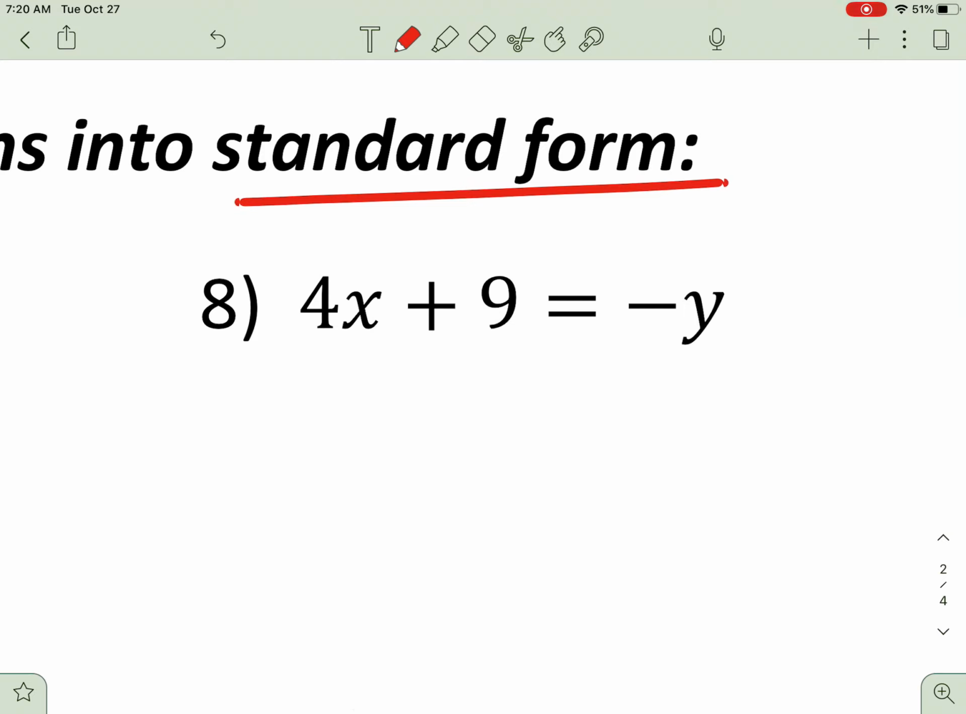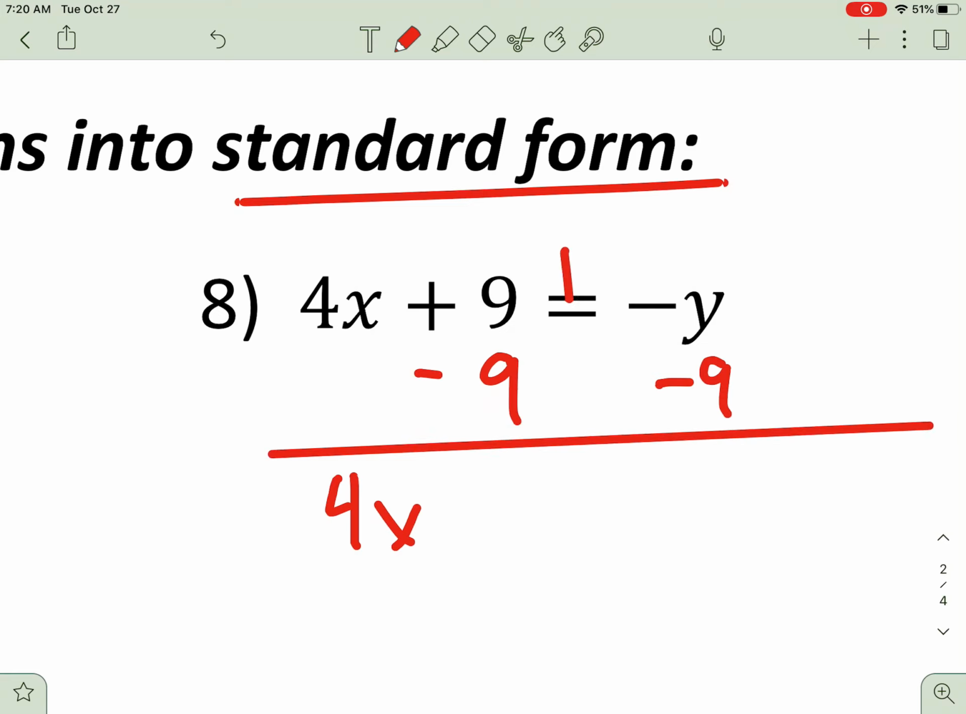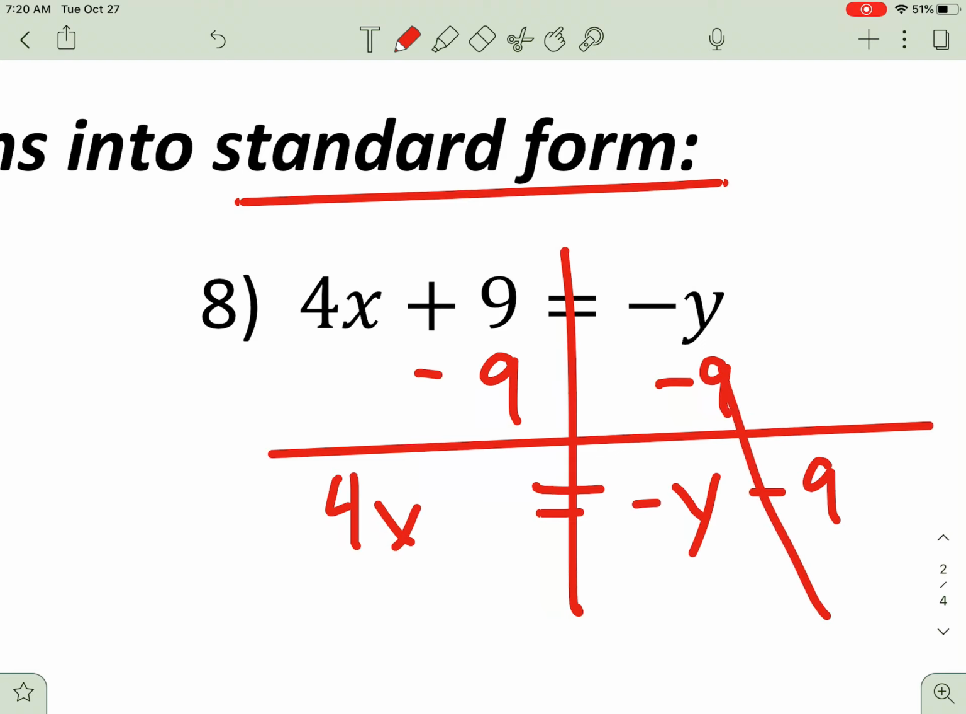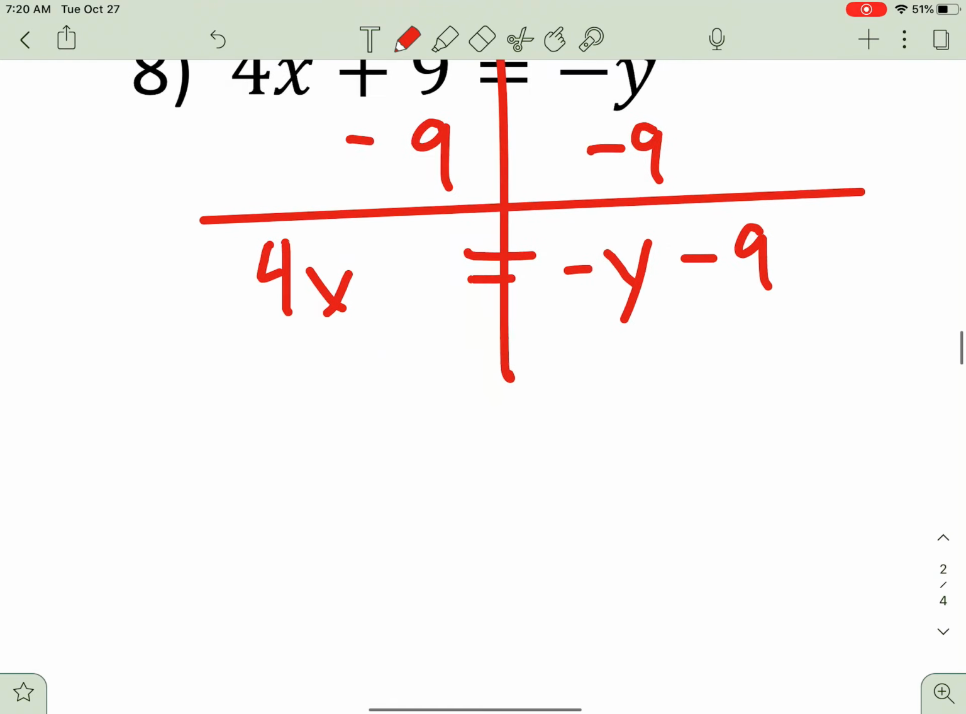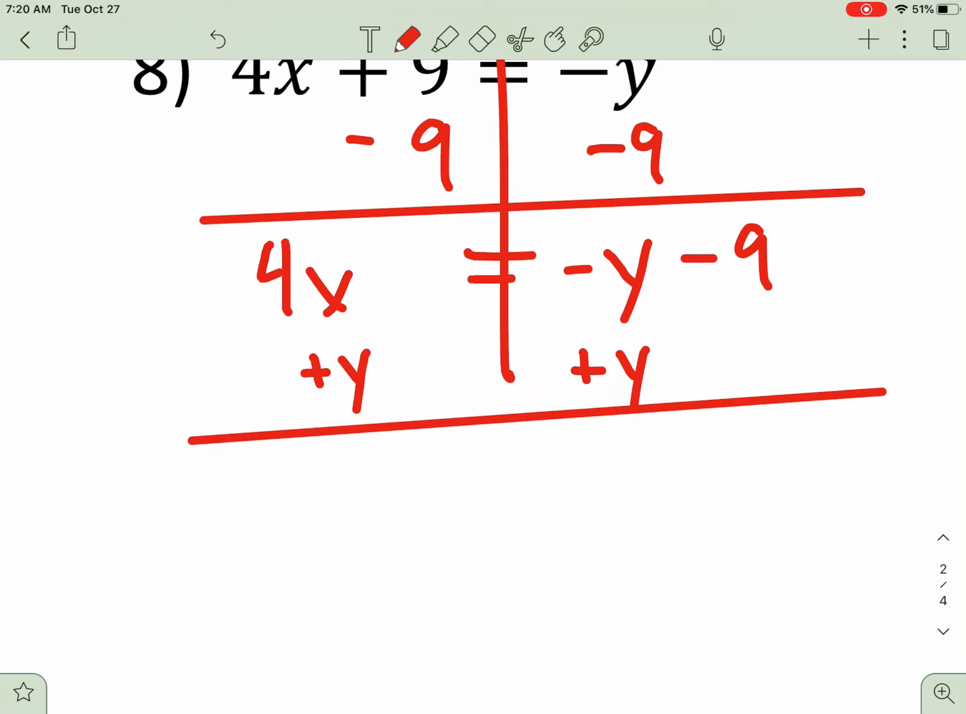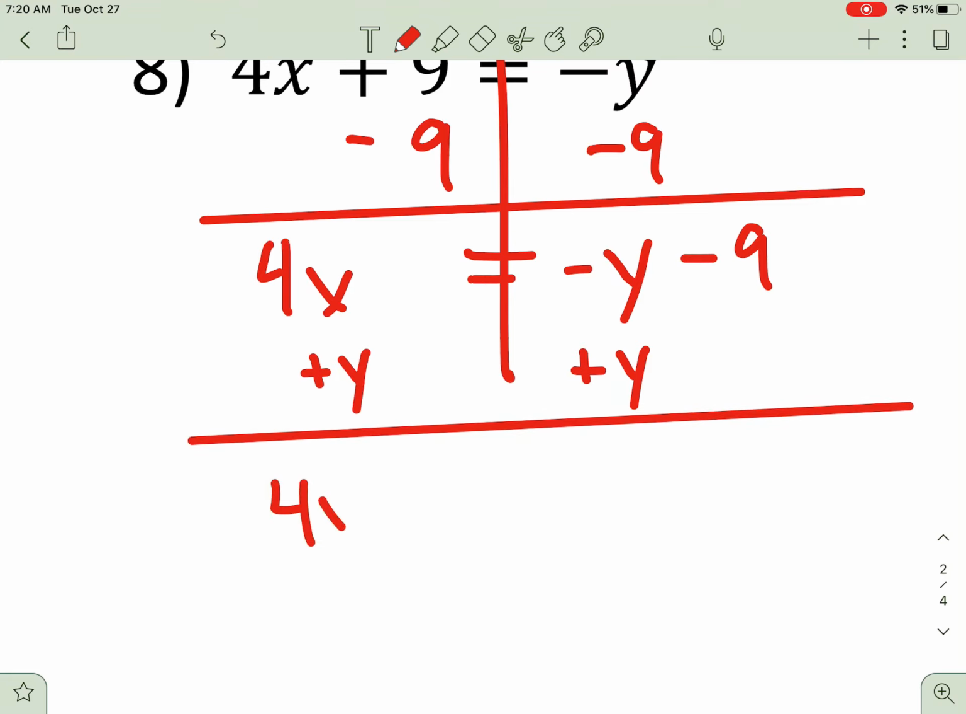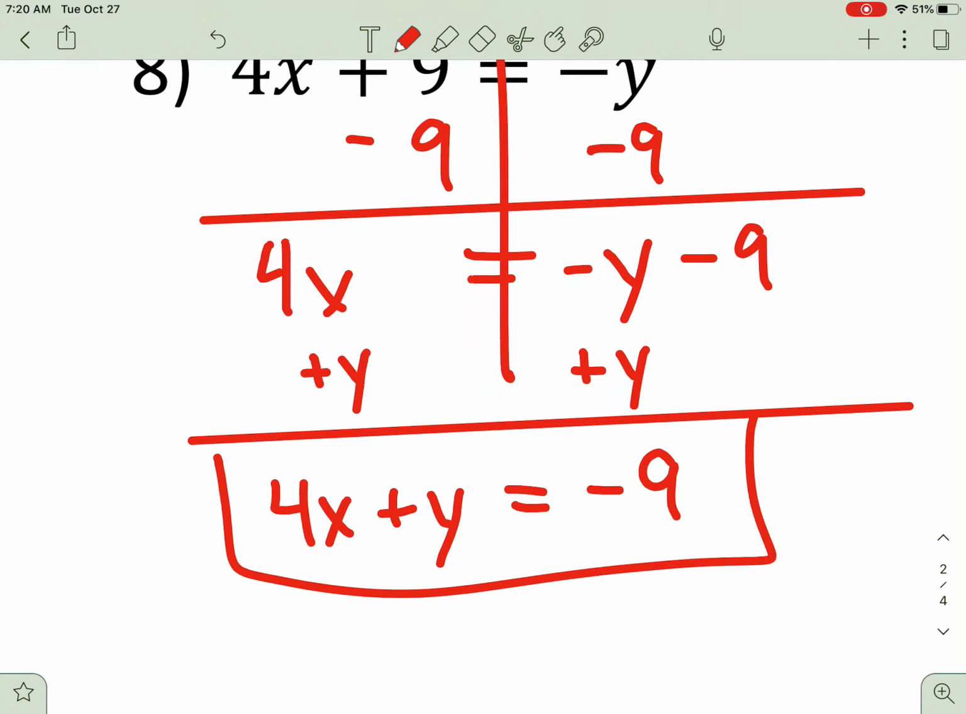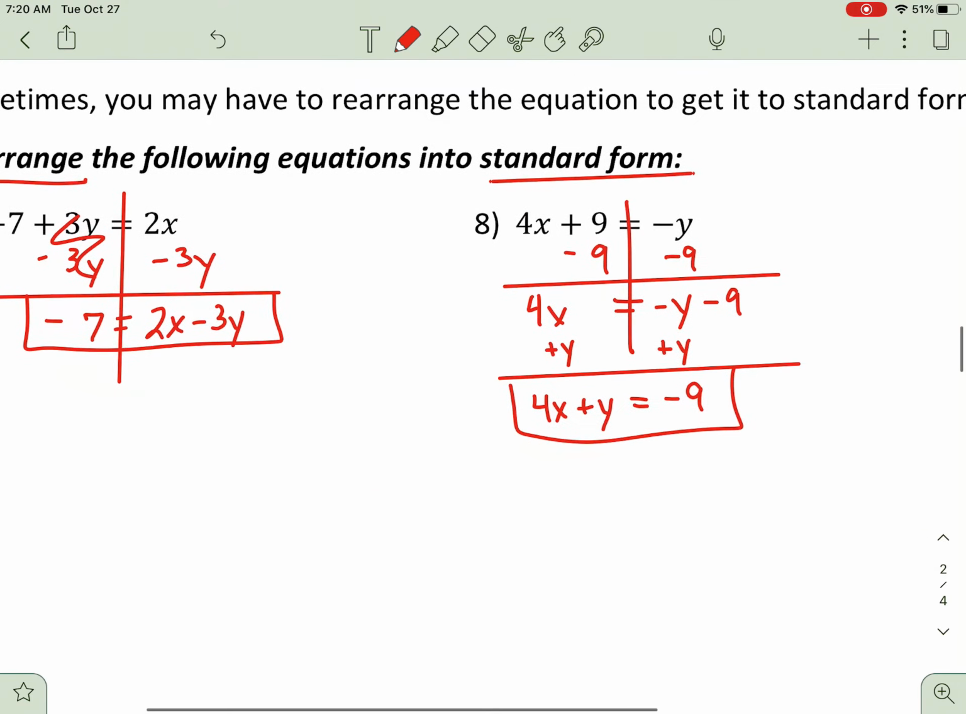So x and y are on the other side. X is positive on this side, on the left. So I'm going to keep it on this left. I'm going to subtract 9. So I have 4x equals negative y minus 9. Okay, now I'm going to add y to both sides to get x and y on the same side. And I have 4x plus y equals negative 9. Done. X and y are on the same side. X is positive. They're all whole numbers. Fantastic.